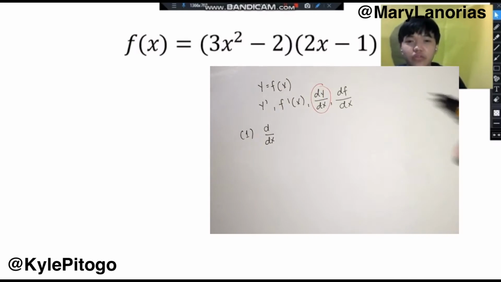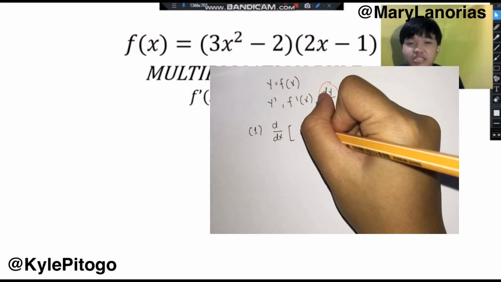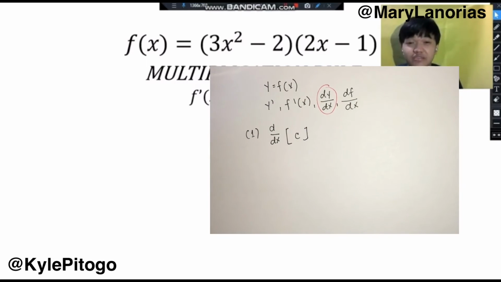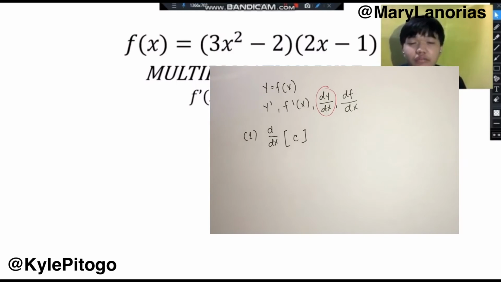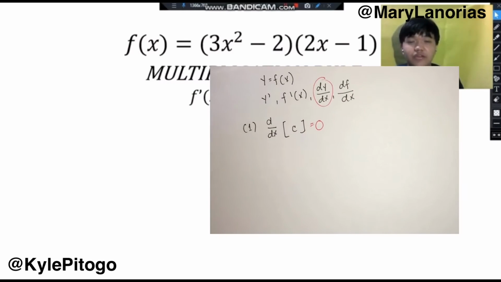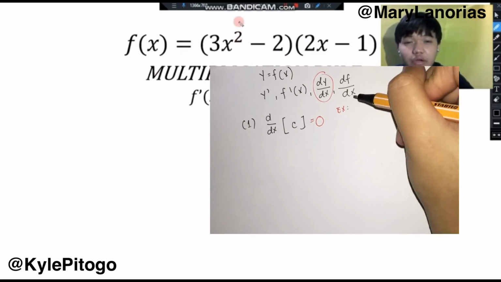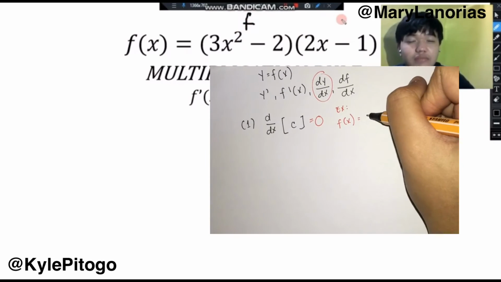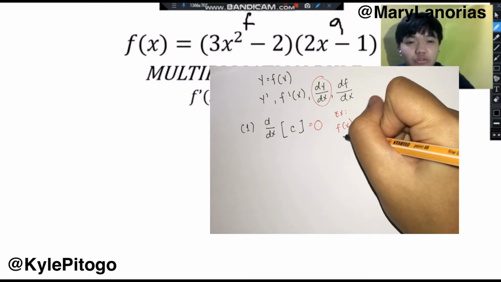So first, we're going to apply the multiplication rule. Why? It is because the first and the second expressions are multiplied, and we're going to find the derivative. So the formula is the derivative of f times g equals f multiplied by the derivative of g plus g multiplied by the derivative of f. So first, we're going to let 3x squared minus 2 as f, and we're going to let 2x minus 1 as g.